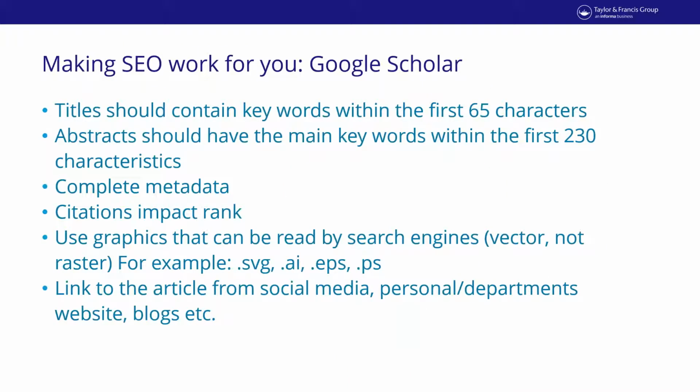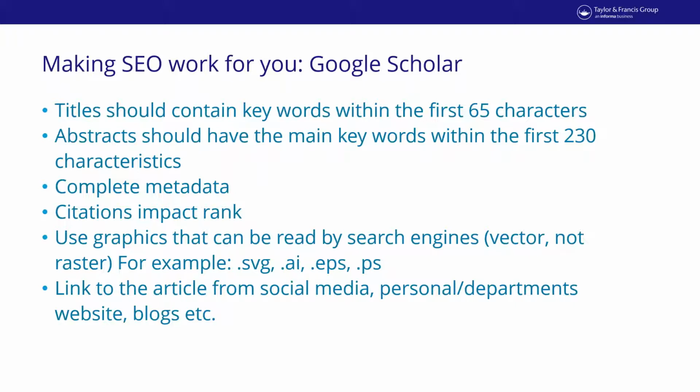And I thought we would just take a look at it in terms of Google Scholar. I was doing a bit of research on SEO, and I came across some tips on how to improve results in Google Scholar. So here are just a few tips to keep in mind. The first one is titles should contain keywords within the first 65 characters. Again, keep those titles short and concise, but the keywords should be at the beginning of your title. An abstract should have the main keywords within the first 230 characters.